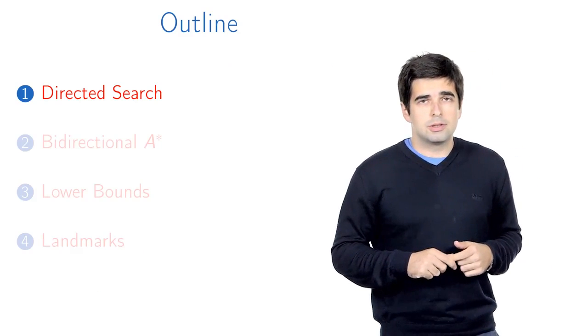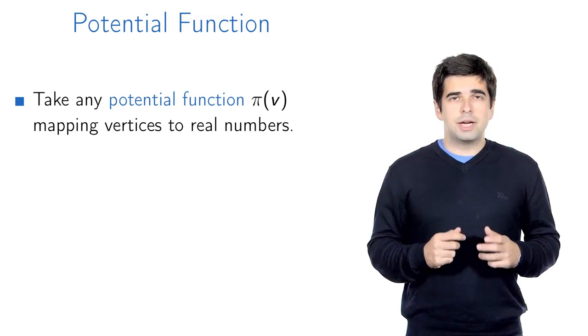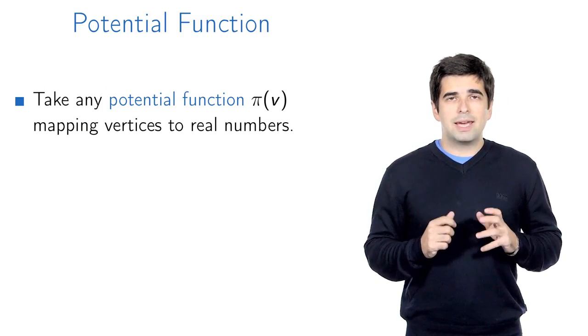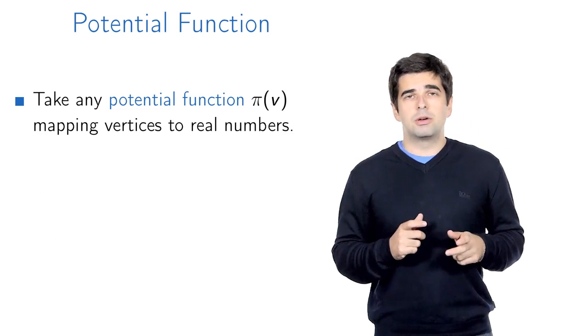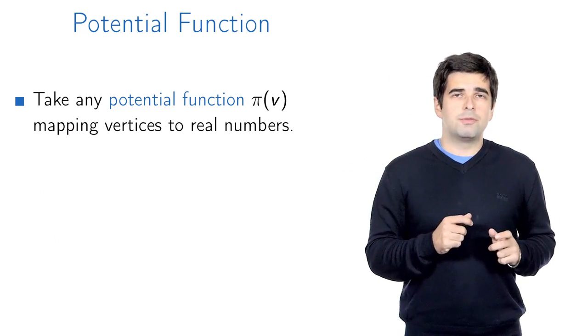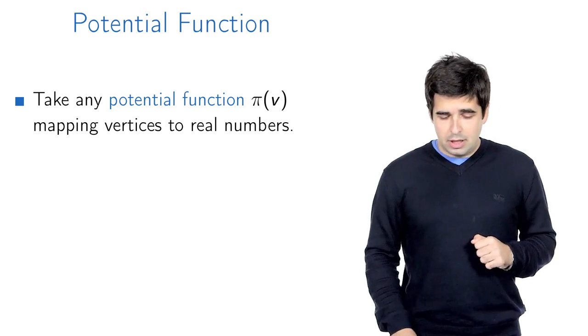So let's first understand the notion of directed search. And to accomplish directed search, we will need the notion of a potential function. So we can take any function mapping vertices to real numbers, and it will be called a potential function. And then the value of this potential function on a vertex is called this vertex's potential.